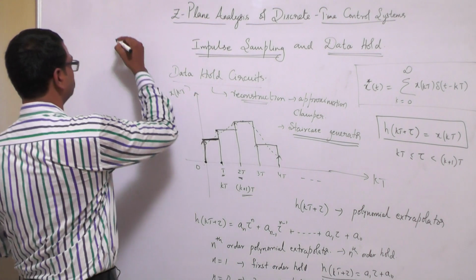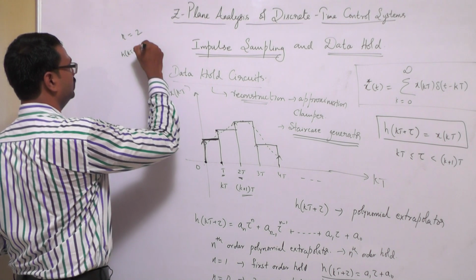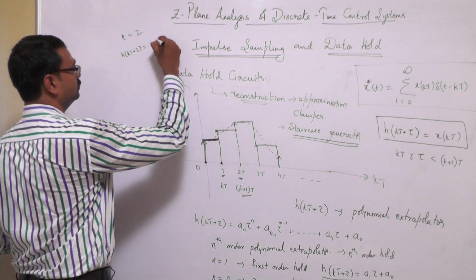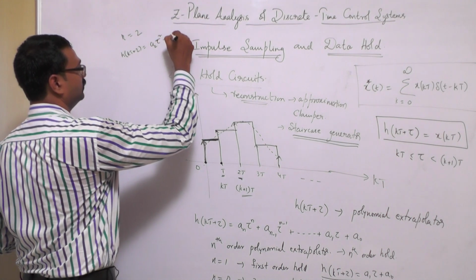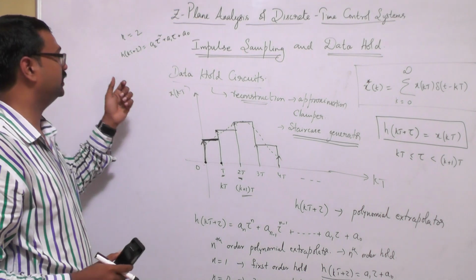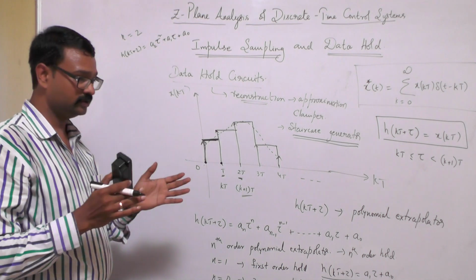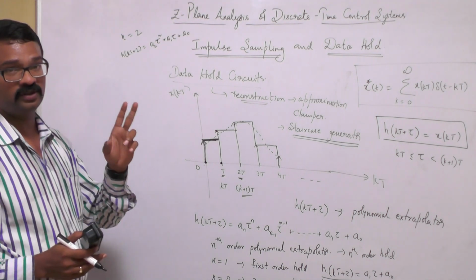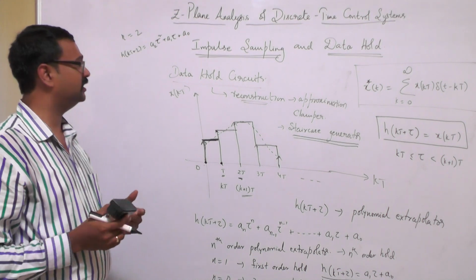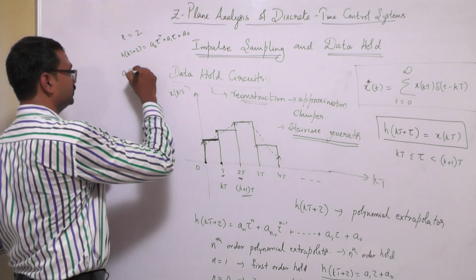When you go for n equal to 2, h of kt plus tau is equal to, it is a second order hold, a2 tau square plus a1 tau plus a0. Now this has become a quadratic equation, and if you change the values of tau, you are going to get two values of tau. That is, you have two different time delayed functions. When you introduce time delayed functions, what happens? The accuracy of the system might increase.